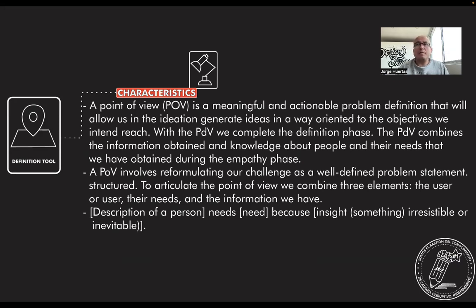It's very important because sometimes people want to start creating, but they don't have anything to start ideating. So they just start throwing random words and hope that all of a sudden the ideas come out, and it doesn't work like that. A POV involves reformulating our challenge as well, defining a problem statement and a structure. To articulate the point of view, we combine three statements: the user, their needs, and the information that we have. The description of a person is the part of needs. The because is very important, it is the insight, something that we got previously, and the idea of what we are going to develop.